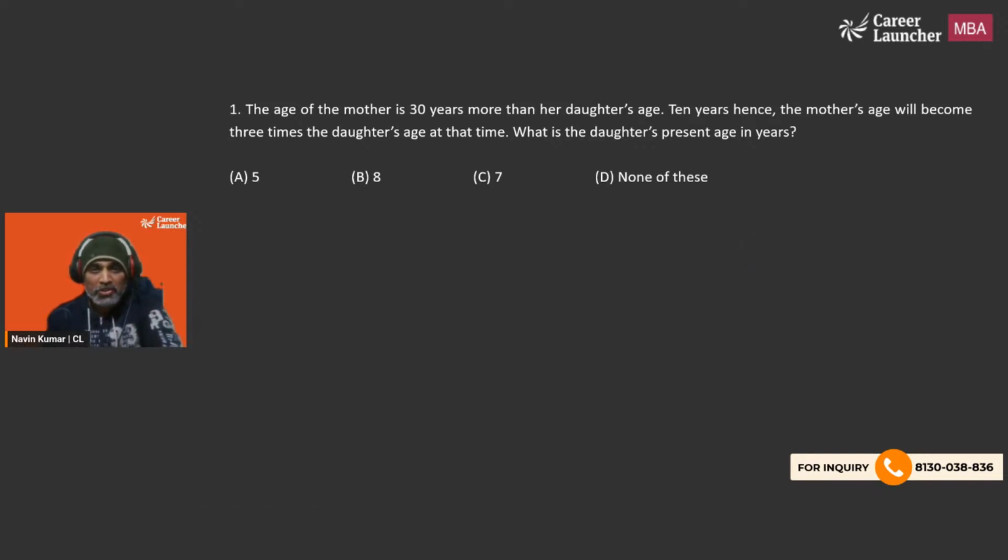Let's see if anyone is able to come up with the answer. I'll wait for a minute or two after every question. I'll give you a hint. You can use options. You can write equations.